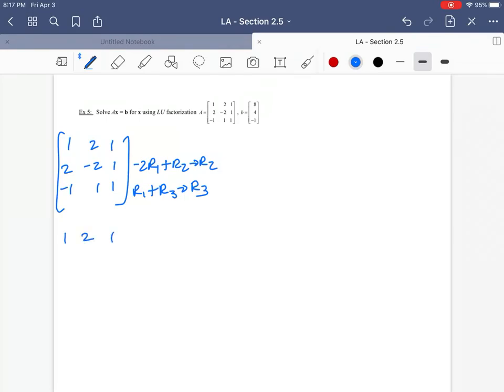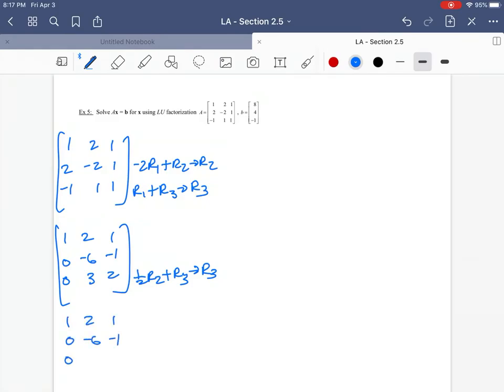The 1, 2, 1 is going to stay. Row 2 becomes 0, negative 6, negative 1, and be careful with your operations. Row 3 becomes 0, 3, 2. Now let's do half of row 2, add it to row 3, and stay in row 3. So I have 1, 2, 1, 0, negative 6, negative 1, 0, 0, and 3 halves. That 3 halves can stay there, this is fine.